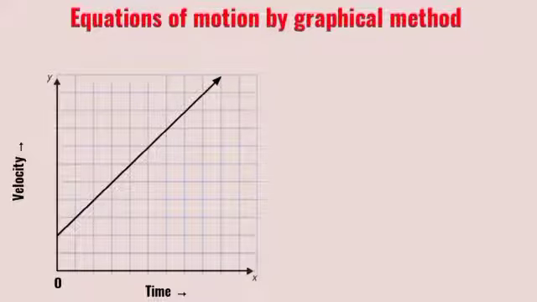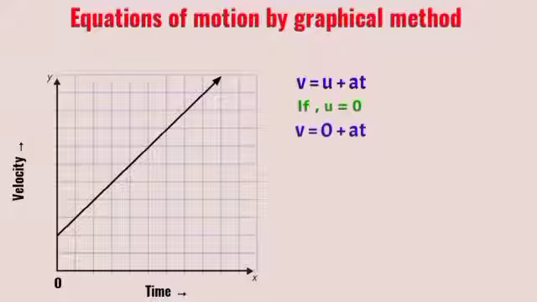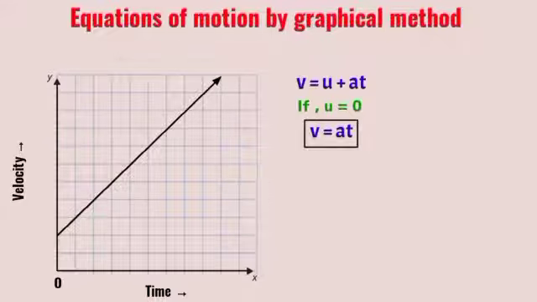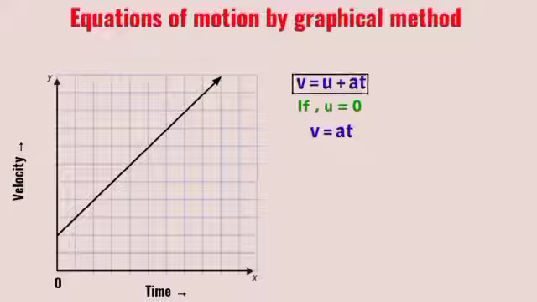Let me tell you children that if you take the motion of the object from O, then the initial velocity of the object becomes 0. And if you take the initial velocity as 0 in the equation of motion, then we don't get the required equation. As the first equation of motion is v is equal to u plus at, in which u is the initial velocity. If we take u is equal to 0, then the equation becomes v is equal to 0 plus at, which means v is equal to at. If we take the graph from O, then we get v is equal to at, which is not the actual equation.